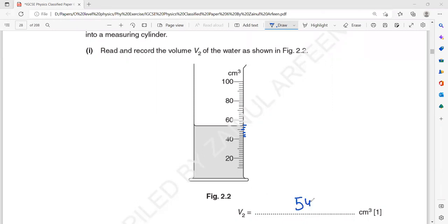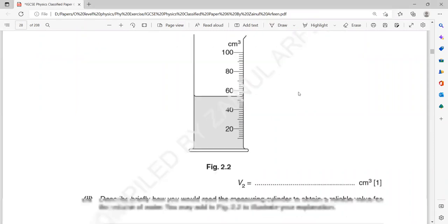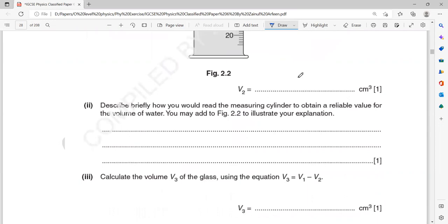Don't be in a rush to solve such questions. These are free marks. You just have to read the scale and get the answer. Just check, because between 20 and 40, there are 10 lines. So it means each line is representing 2. So after 50, there is 52 and then 54. So it is 54 centimeter cube.